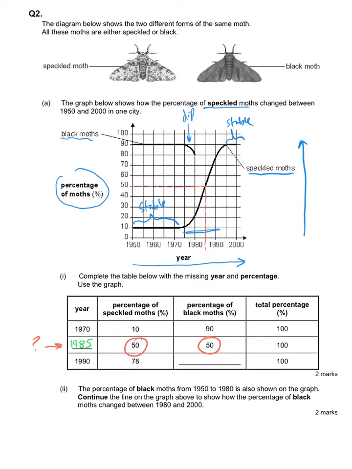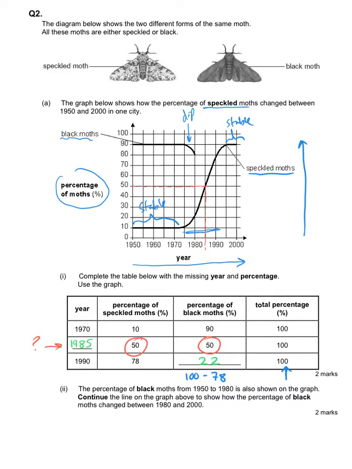Now, the second part looks like it would be tricky to do, because it looks like you've got to use your graph to work out what the percentage of black moths should be. But if you notice the third column in this table, total percentage is 100. We actually don't need to use the graph for this one, because if the total percentage is 100 and we've got 78% speckled moths, well then we need to do 100 minus 78 to get the answer, and that gives us a percentage of 22% of black moths.